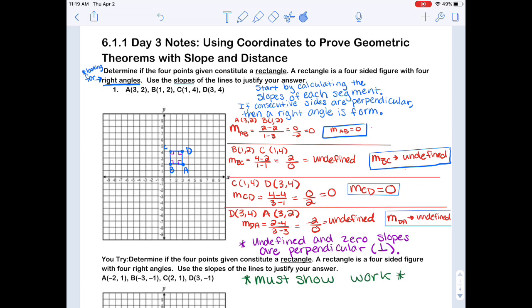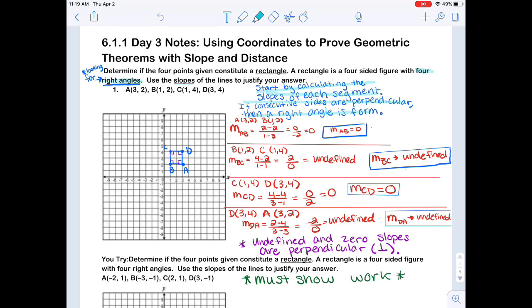So I have graphed A, B, C, and D. And it says we are trying to prove that this is a rectangle. If rectangles have 4 right angles, then we're essentially looking for perpendicular lines. So it says start by calculating the slopes of each segment. If consecutive sides, so sides that touch one another, are perpendicular, then a right angle is formed. So we are looking for 4 right angles.